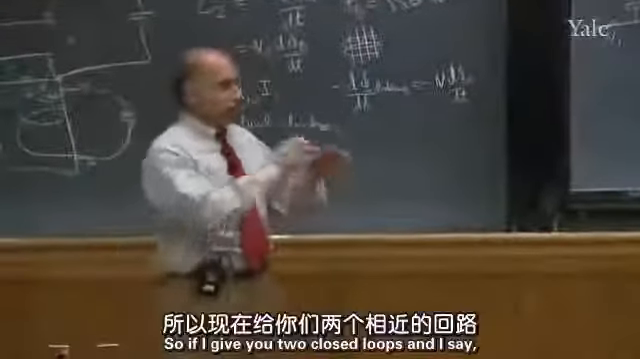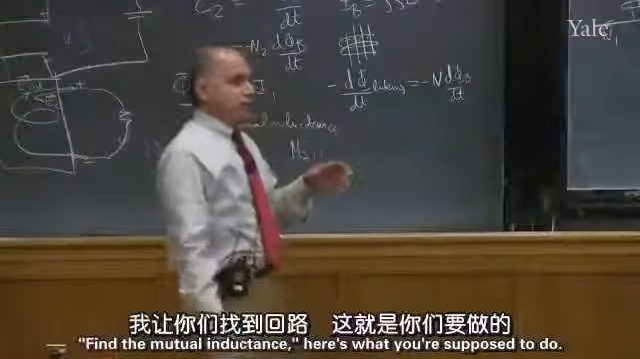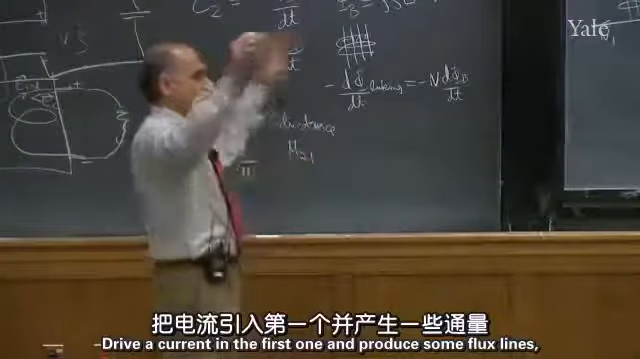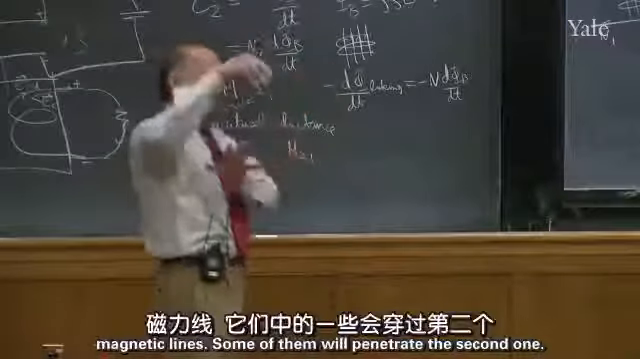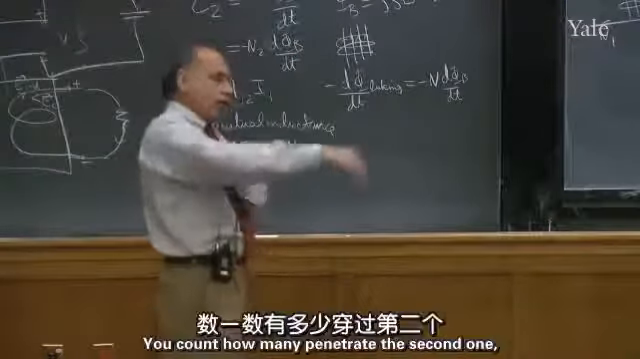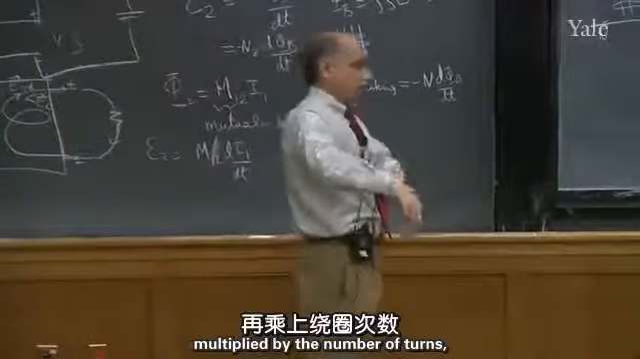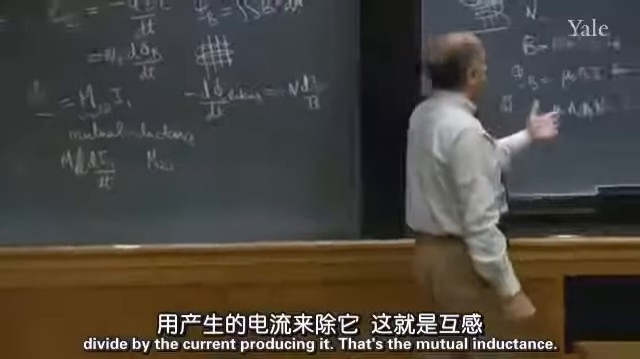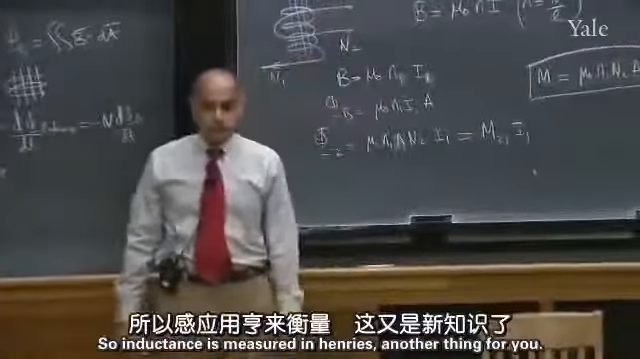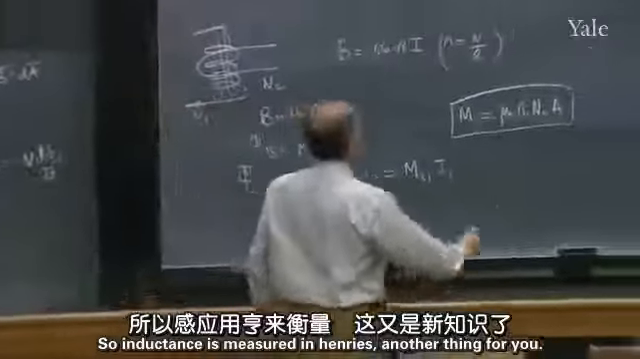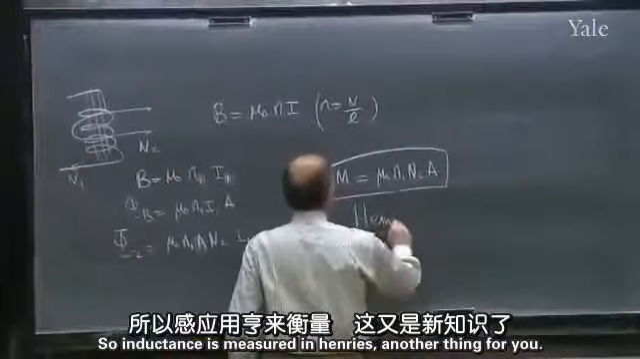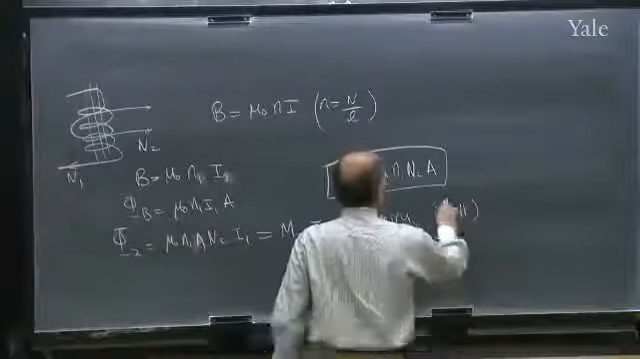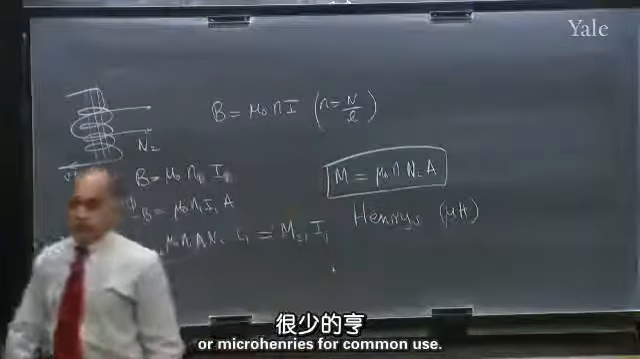So if I give you two closed loops and I say find the mutual inductance, here's what you're supposed to do. Drive a current in the first one. It'll produce some magnetic flux lines. Some of them will penetrate the second one. You count how many penetrate the second one, multiply it by the number of turns if they exist in the second one, divide by the current producing it. That's the mutual inductance. So inductance is measured in henries. Another thing for you, usually you may find millihenries or microhenries for common use.